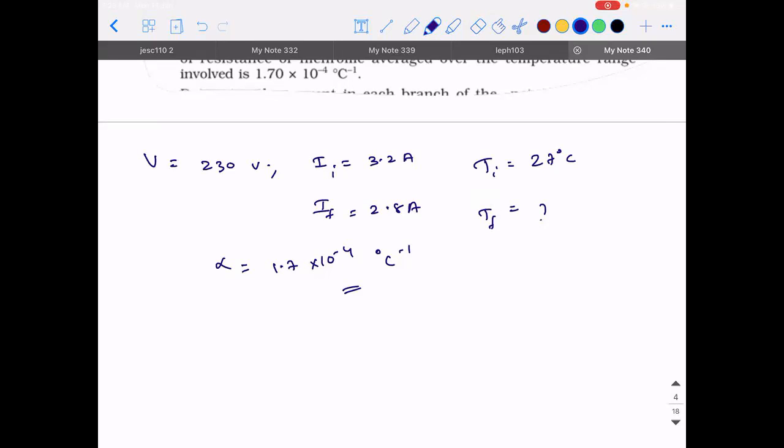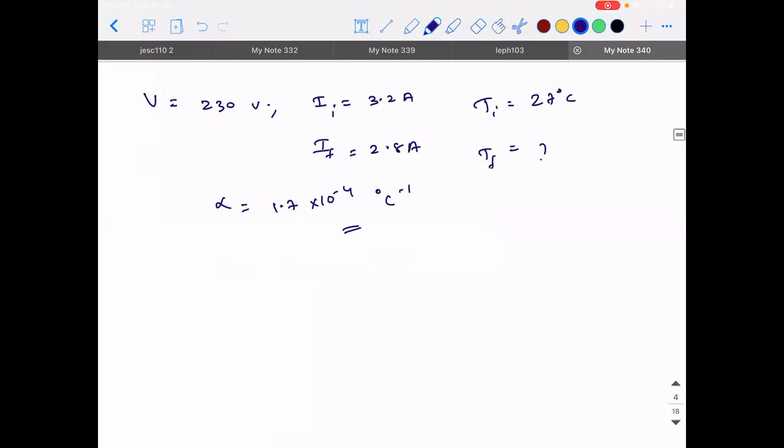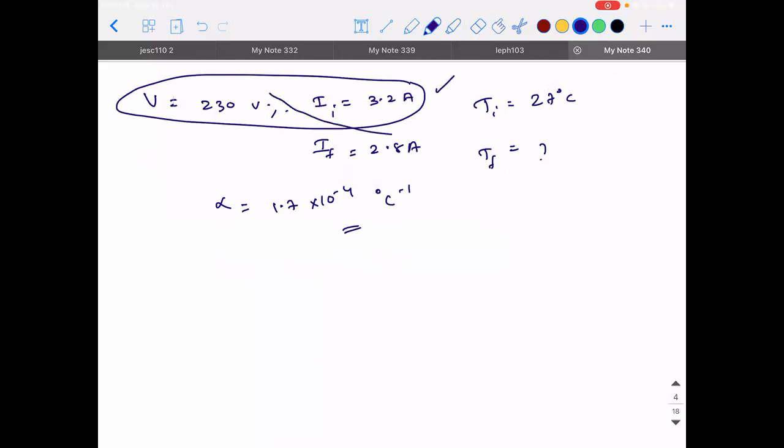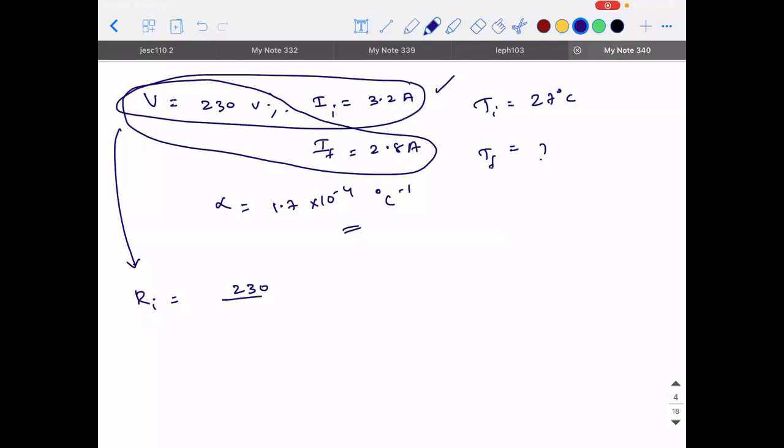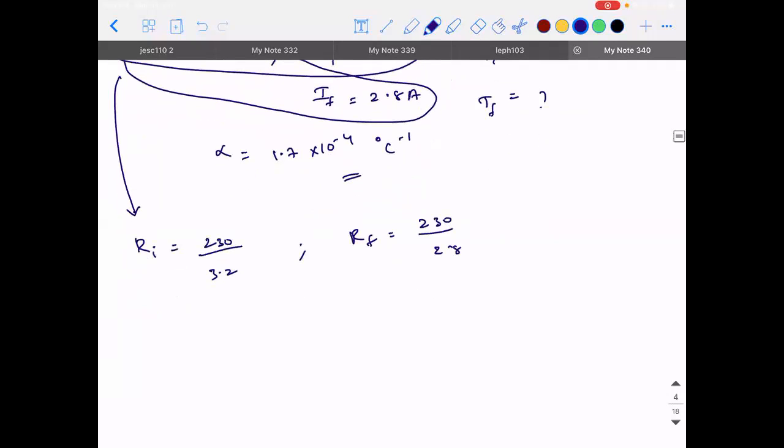The only way, using I, we can find R value. Very good. I was about to ask, you told. So they gave this value and this value only to find the value of R. That's right. So R initial is equal to V divided by I. So 230 divided by 3.2, and R final is 230 divided by 2.8.